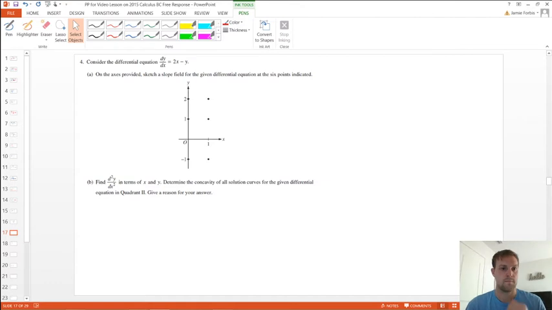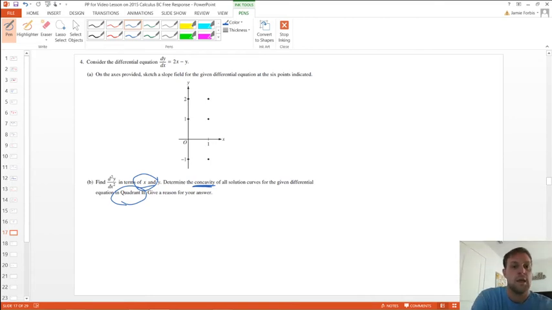All right. Now part B. Part B says, okay, well, you got the first derivative given. Let's find the second derivative. We're going to find the second derivative in terms of x and y. And then we're going to use that second derivative to determine the concavity for all solutions for the given differential equation, so all solutions, when we're in the second quadrant. We don't know what the concavity for any solution to the differential equation in quadrant 2.